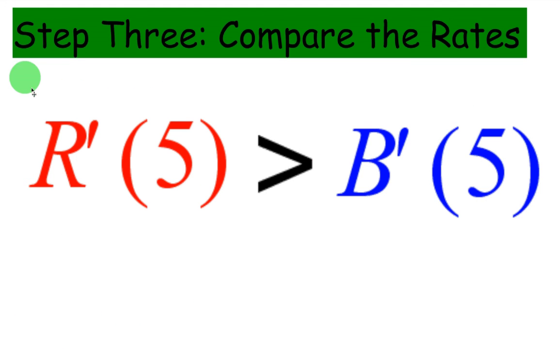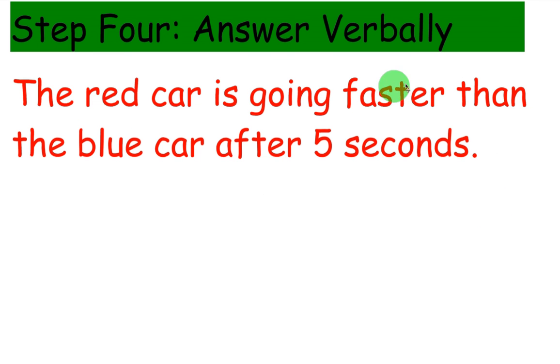In other words, r prime of 5 is bigger than b prime of 5 for step 3, comparing. Then we want to answer verbally: the red car is going faster than the blue car after 5 seconds. Let's go ahead and take a look and see what that looks like.